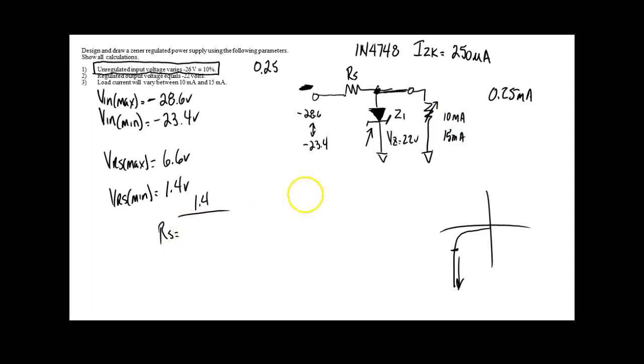So I'm going to use the maximum load current, because if the load current goes down, Zener current goes up. 15 milli plus IZK, which is 250 micro. Which you could use 15.25 milli if you want to. It'd be the same answer, right? 15.25 milli, excuse me.